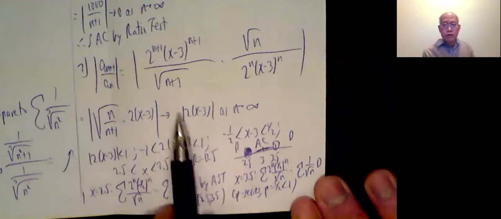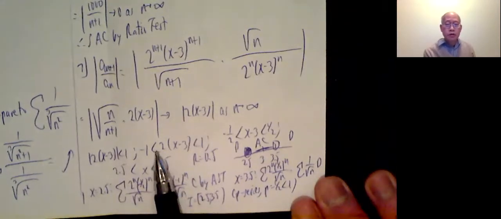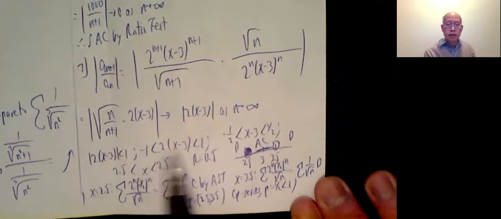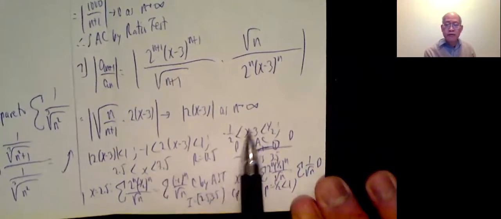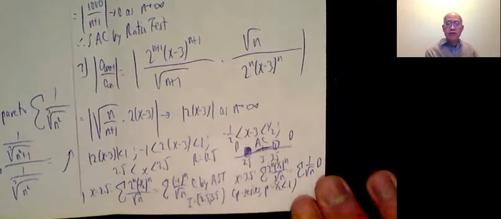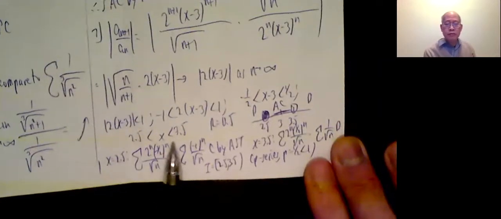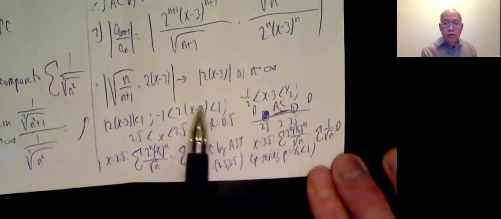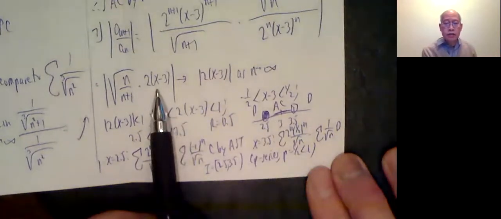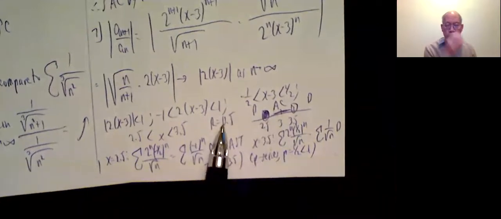Right, so when will this converge? When absolute value of 2 times x minus 3 is less than 1, which means 2 times x minus 3 is between negative 1 and 1. Divide by 2, negative 1/2 less than x minus 3 less than a half, add 3. So 2.5 less than x less than 3.5. So my radius of convergence is 0.5. We already knew from the get-go that the series was centered at x equals 3. Half a unit that way, half a unit that way, which means R is 0.5.